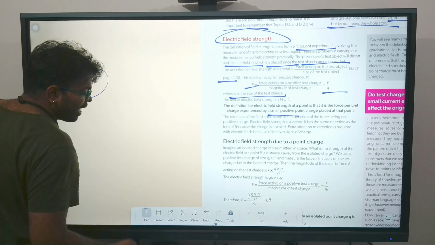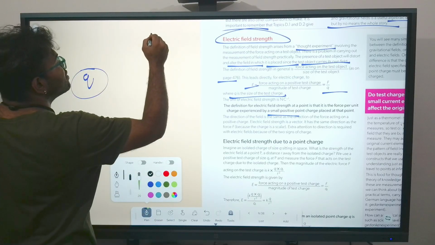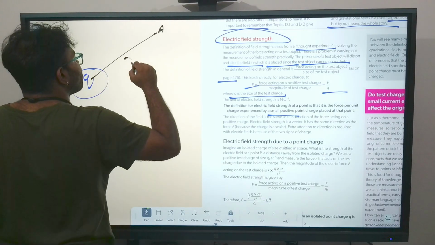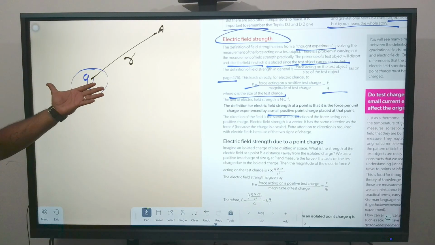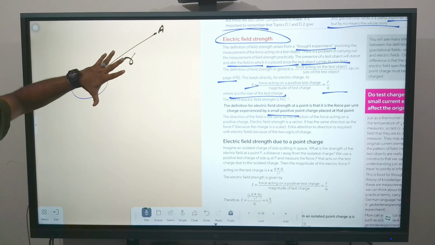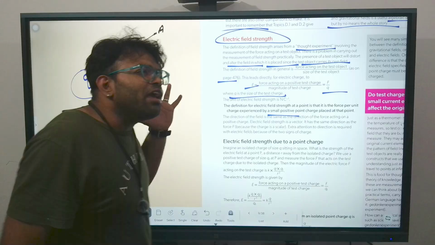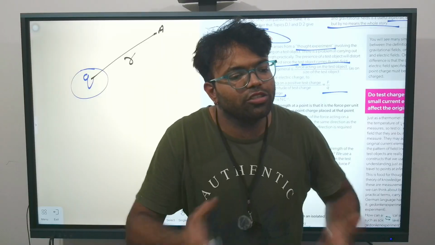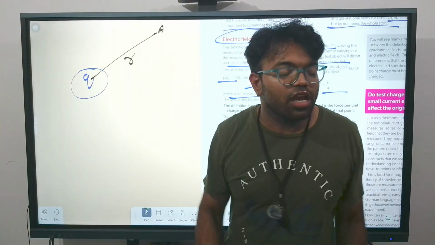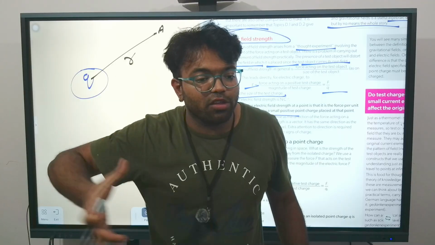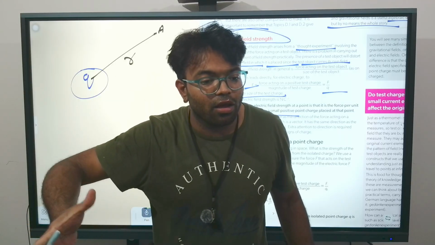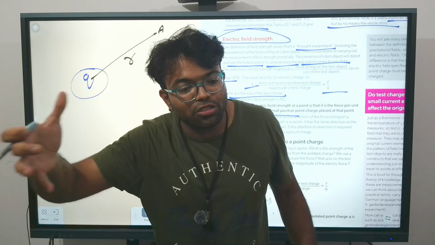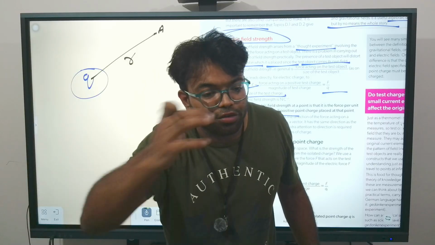Now remember, if you just erase this and say that at this point, there is a point A which is at a distance of r from our original charge. It is at a distance of r from our original charge. What is my force per unit charge going to be? What is my force per unit charge going to be for any charge? Why am I trying to specify this again and again? Force per unit charge multiplied by charge gives you the force.